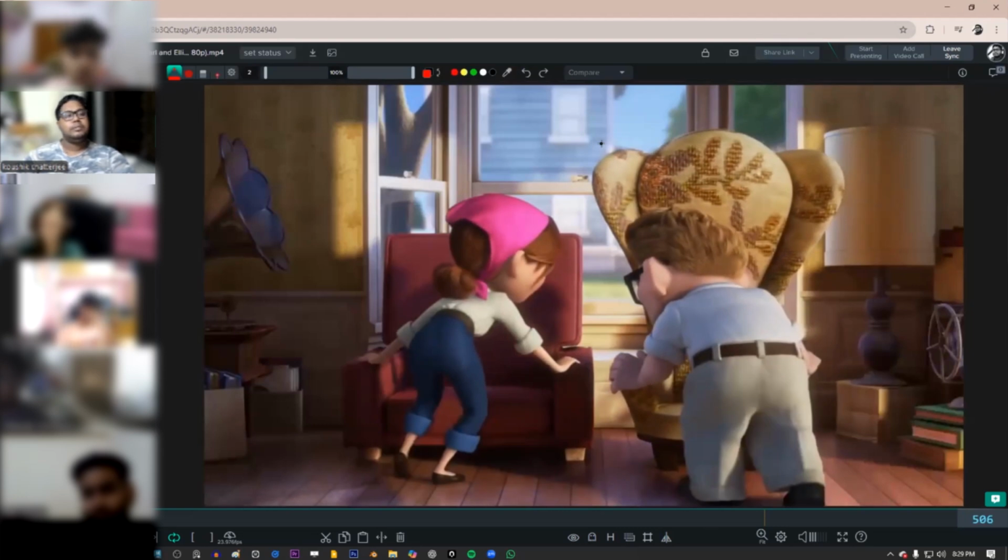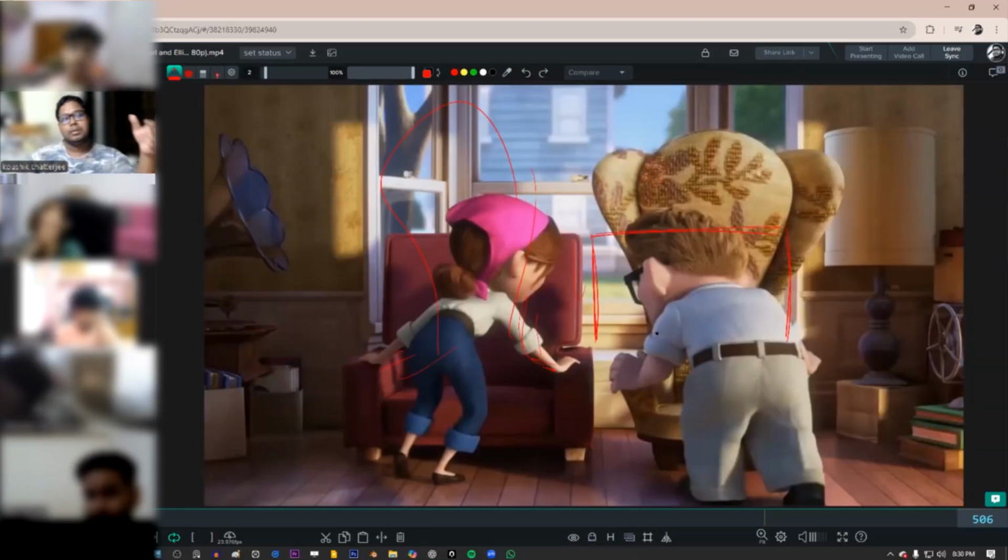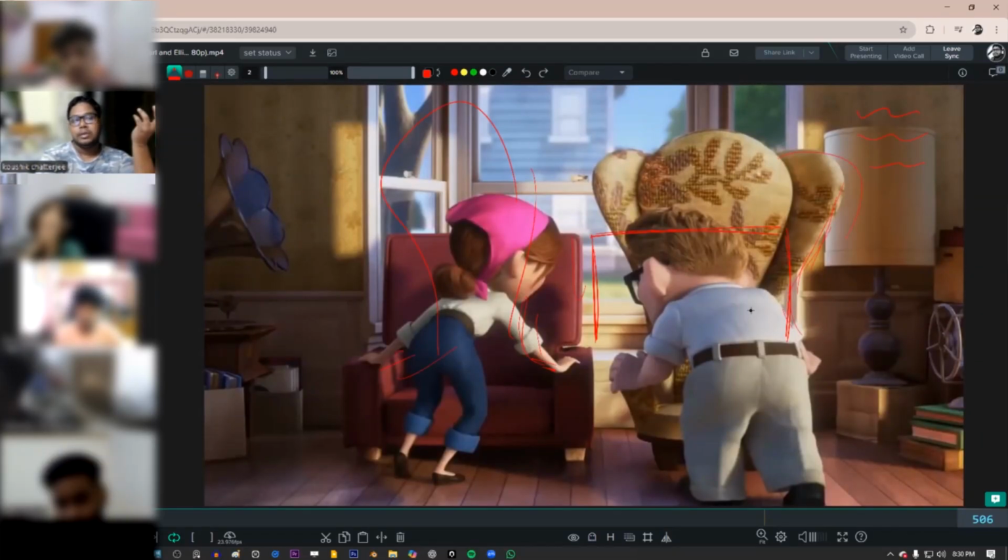Notice here, notice the character interaction with the prop. Remember that thing, you are animating three things: prop, character, and world. So this is the prop that you are interacting with, and you are telling the story.